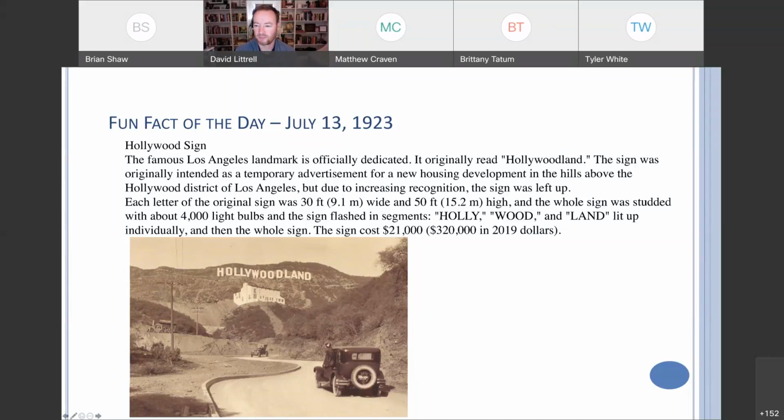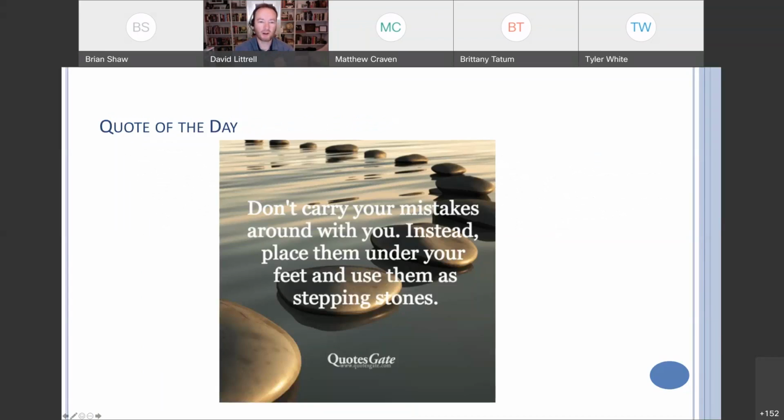Pretty impressive. And then our quote of the day: don't carry your mistakes around with you. Instead, place them under your feet and use them as stepping stones. I love that. From a guy that makes plenty of mistakes, this is a good way to turn around and learn from them and move on.